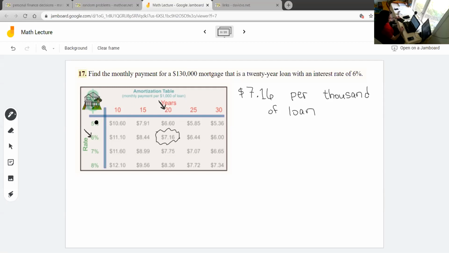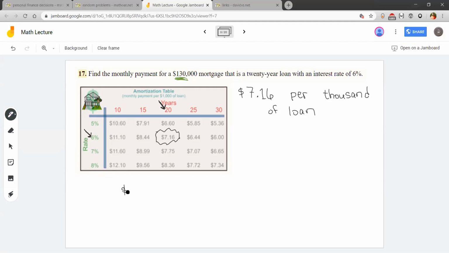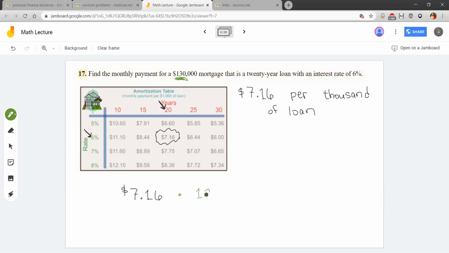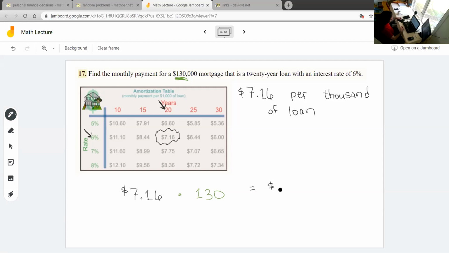Everyone with me so far? How many thousands do we have? We have 130,000. So I have to take that $7.16 and I'm going to multiply it by 130. 930.8. So every month, that's the right monthly payment. And if they pay that every month, everything will work out nice.